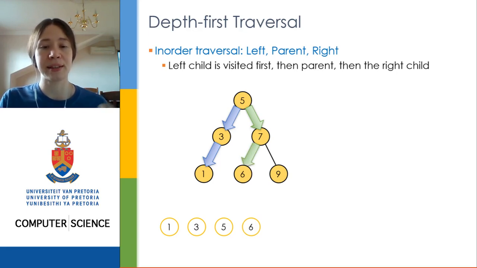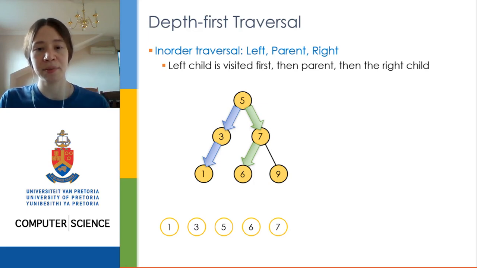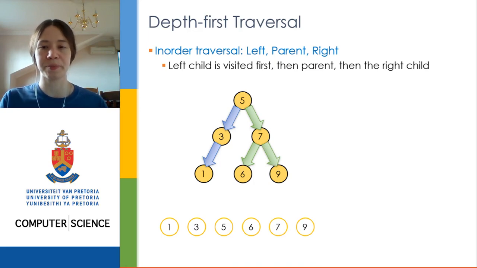6 is printed, then 6 backtracks to 7, 7 prints itself, then it passes the control to 9, and finally 9 is printed. As you can see, this worked out quite well. We have values 1, 3, 5, 6, 7, 9, which is actually nice and sorted. We have now printed all the values in the tree in ascending order.